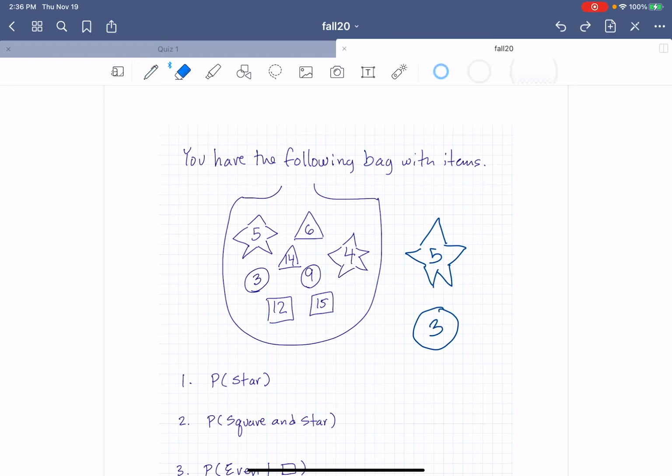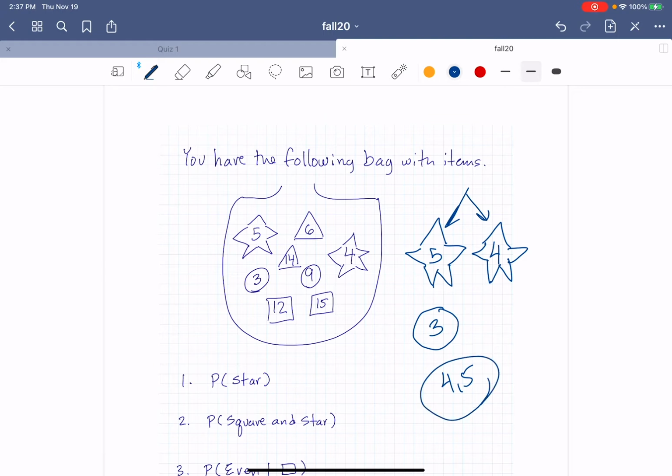So you can have another star, right? Which you do in this case. You have another star, but this star has a 4. Now, they have the similar property of being stars, but the values here are different. One is odd and the other one is even. So the only thing that they have in common is the shape. Now, you could say that 4 and 5 are consecutive values. Is that a property? Yes, that is a property, that they are consecutive values.